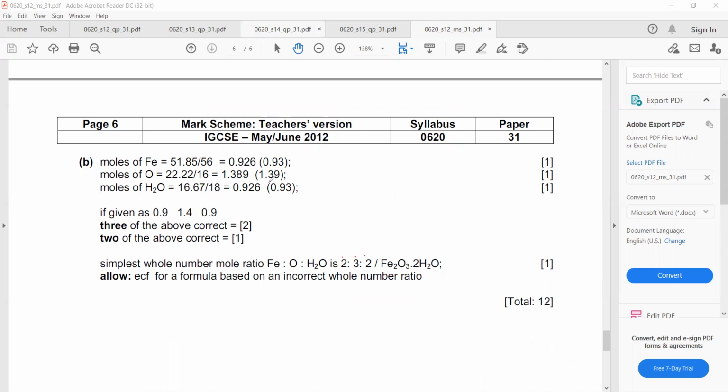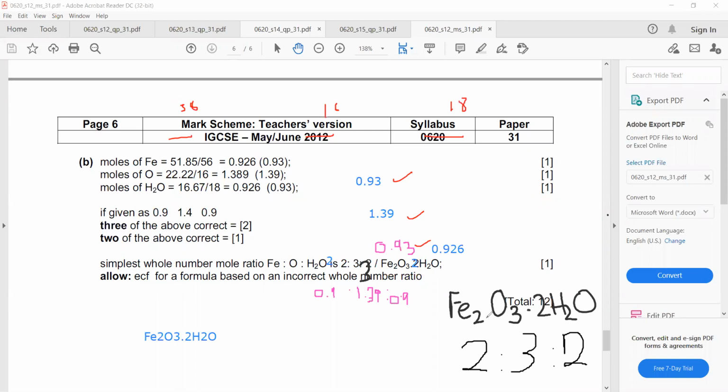Why 2:3:2? Because when you divide by the smallest value, 0.93, you get 1, 1.5 and 2. Whenever you get 1.5 or 2.5, you multiply by 2. So the correct formula was Fe2O3, with 2 water molecules.